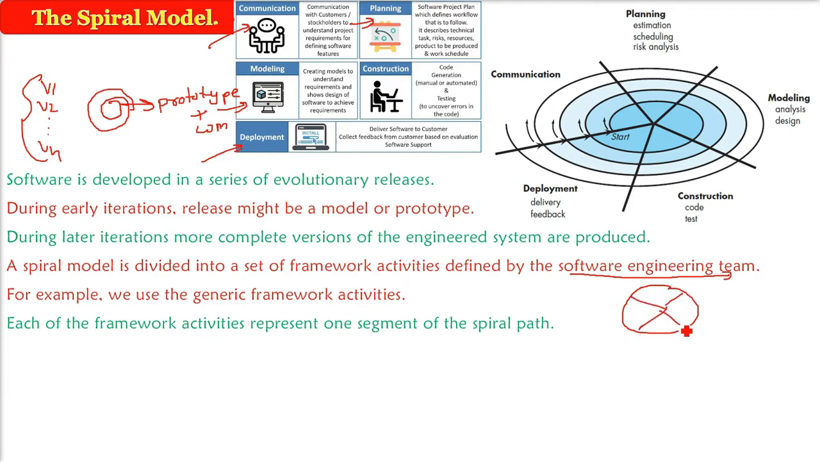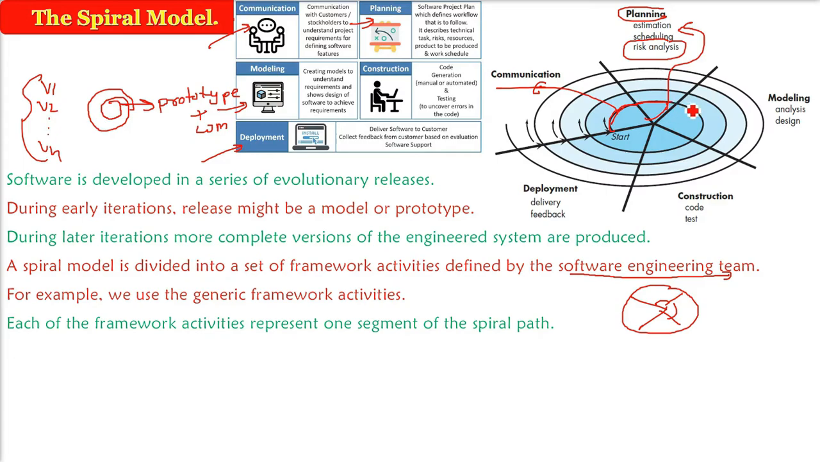So every sector will represent the framework activity from communication till deployment. For example, we are starting with communication. So this segment of the spiral is for communication, because you are communicating and getting the requirement from the user. Now you are planning. That is what will be your schedule, time, project planning, the development plan, the test plan, and here you are going to use the risk analysis.